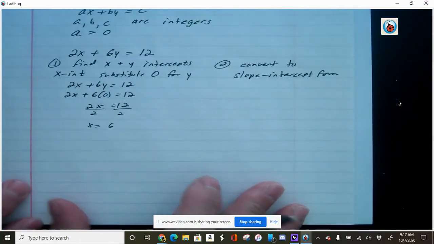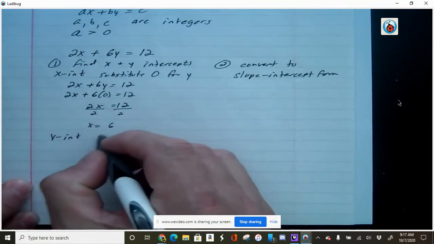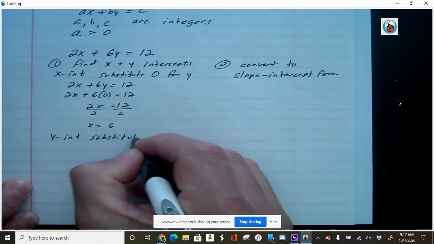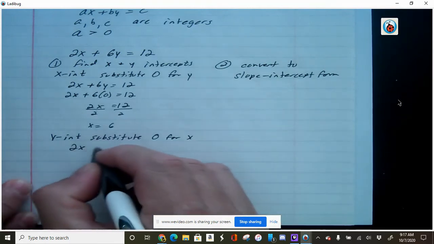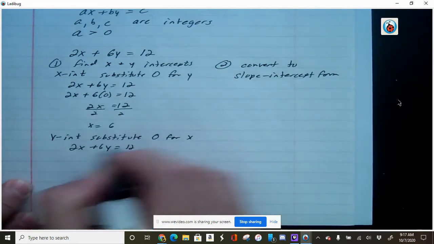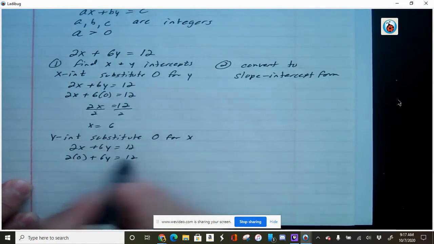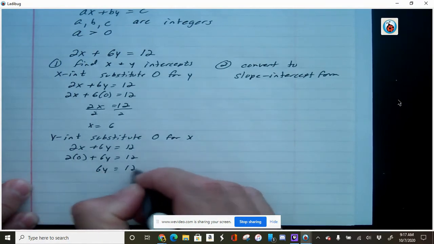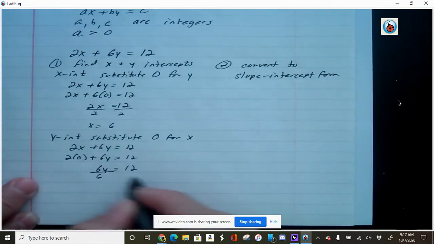Now let's find the y-intercept. And again, as you recall from about a week and a half, 2 weeks ago, to find the y-intercept, you'll substitute 0 for the x. So let's take our equation. Let's take the x and substitute with the 0. 2 times 0 is 0. 0 plus 6y is still 6y. Remember, that's your additive identity that we learned. Let's divide both sides by 6, and I get y equals 2.